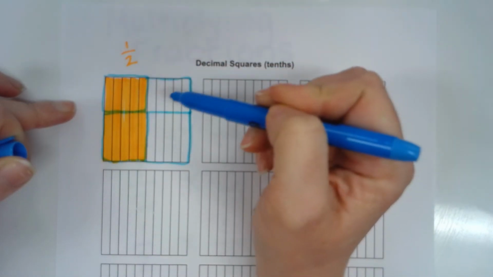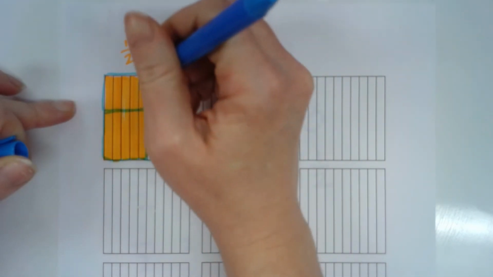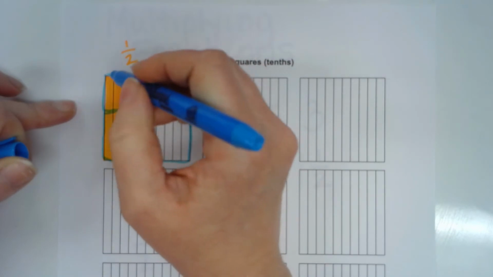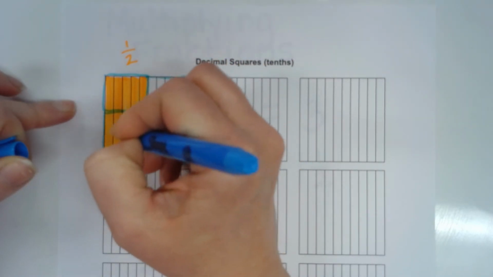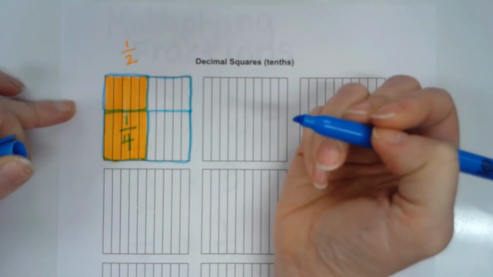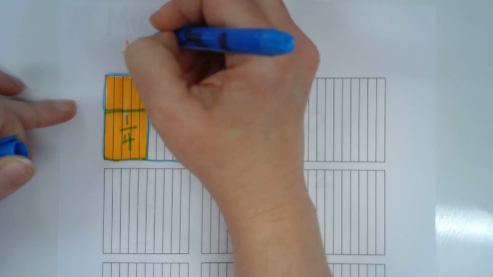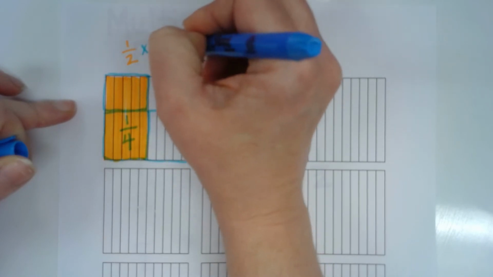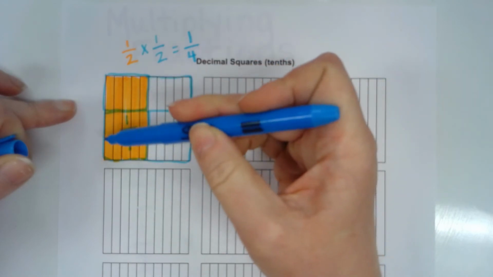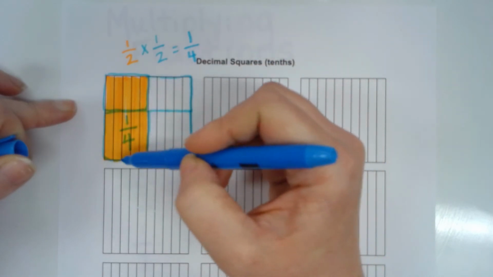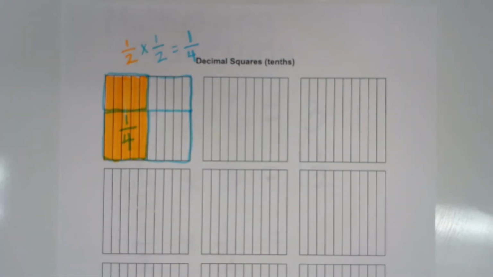My whole is broken into 4 parts, right? We started with 1/2 of the whole, but 1/2 of this 1/2 is just this 1/4 of the whole. 1/2 of 1/2 gives us 1/4. Here's my 1/2 that I started with. I just took half of that. That's 1/4 of the whole.